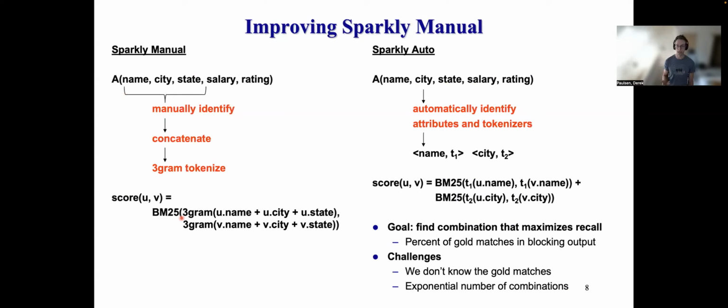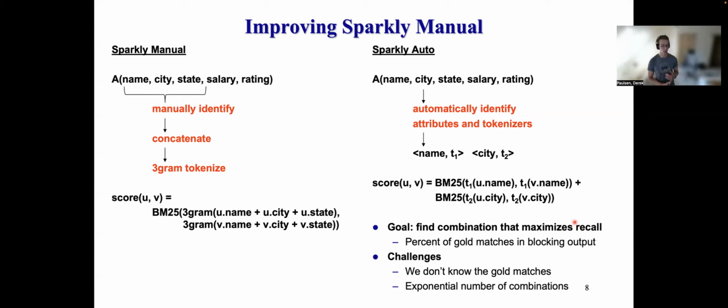So to handle these cases, we developed Sparkly Auto. What Sparkly Auto does is automatically identify the attributes and tokenizers to be used for blocking. If we suppose we've run this algorithm and we get name with tokenizer T1 and city with tokenizer T2, our scoring function is going to become the BM25 score using T1 on the names plus the BM25 score of T2 on the cities. The goal of this automatic solution is to find the combination that maximizes the recall, or the percentage of gold matches in our blocking output.